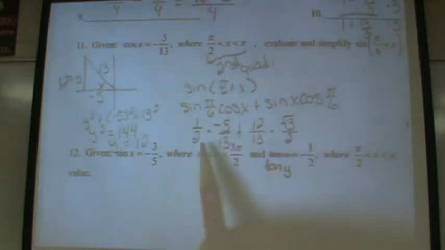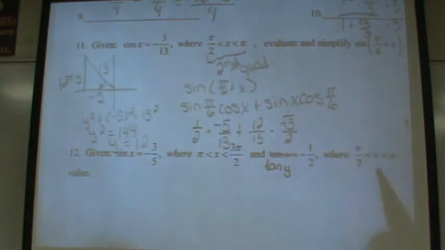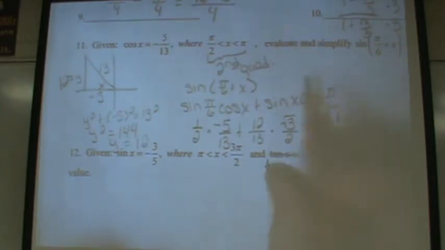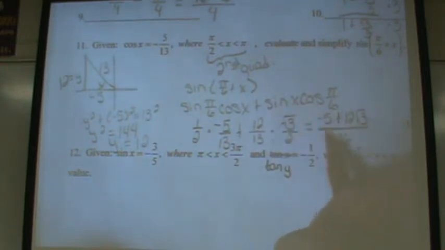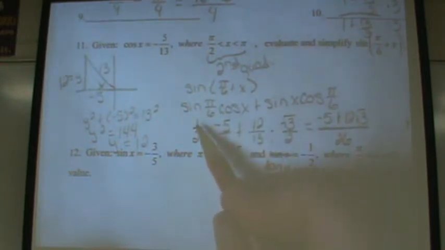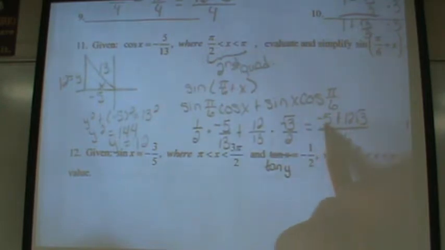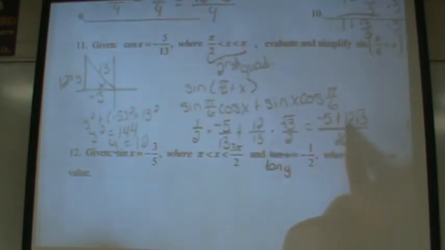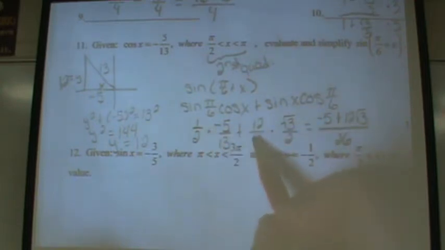So now we're going to multiply across and then add these. So we're going to end up with negative 5 plus 12 root 3 all over 26. I just combined that in one step. 1 times negative 5 is our negative 5, plus 12 times root 3 is 12 root 3, all over 13 times 2, which gives us 26.